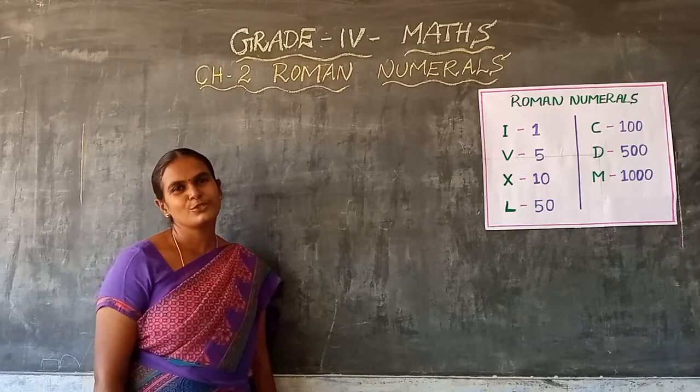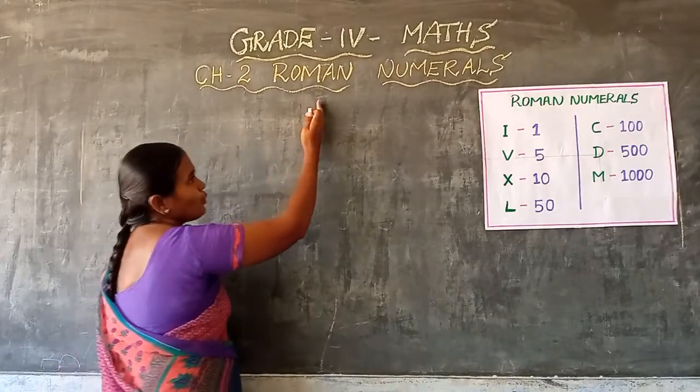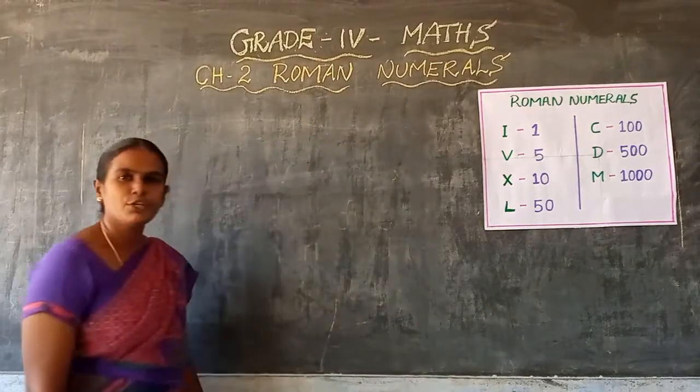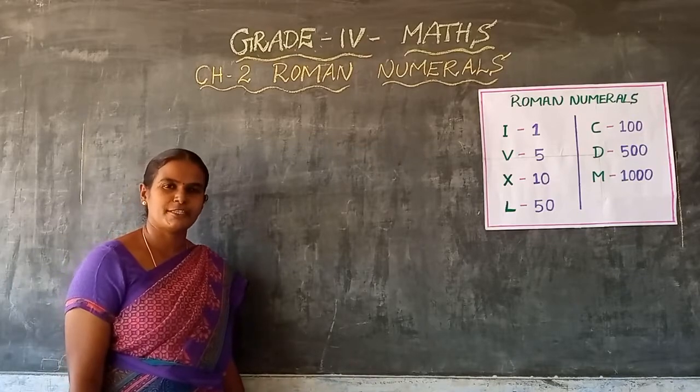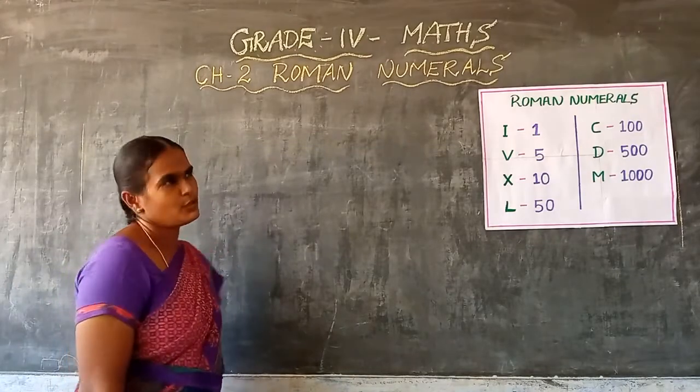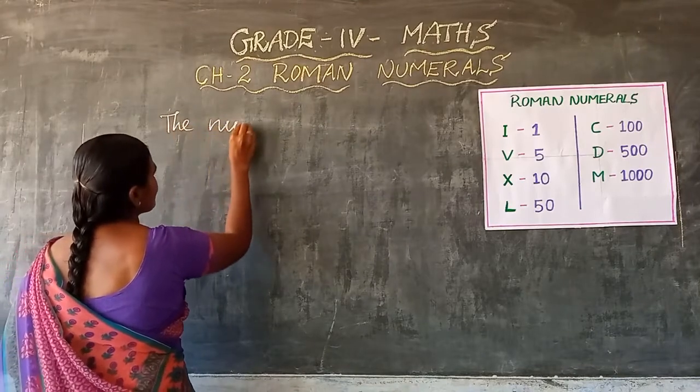Good morning students. Today we are going to see grade 4 maths chapter 2 Roman numerals. We know that numbers 1, 2, 3, 4, 5 etc. are called numbers.